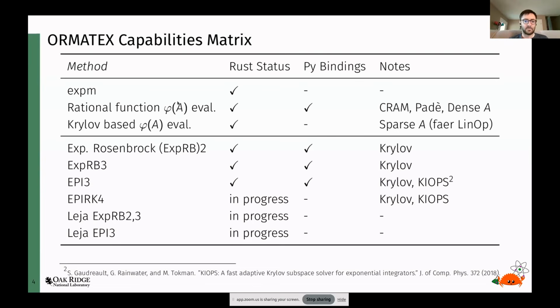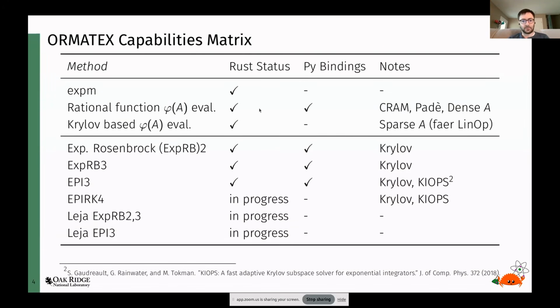We have, on the top, basically foundational capabilities. So we have a matrix exponential capability. We have phi-functions for both dense and sparse matrices. We also provide Krylov-based phi-function evaluations, which allows you to construct essentially matrix-free type exponential integrators. So this is implemented using Faer's linop trait.